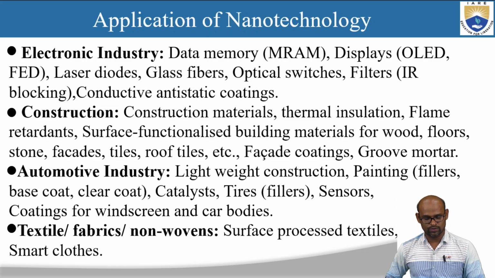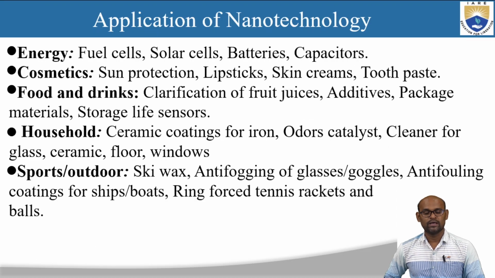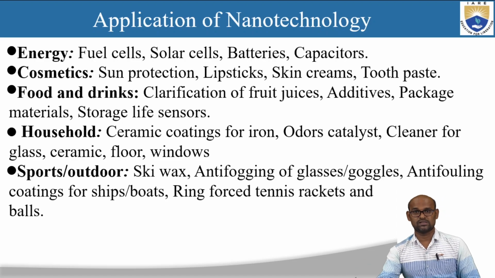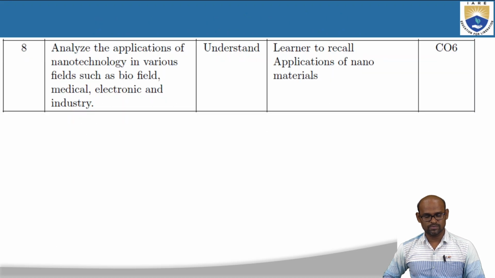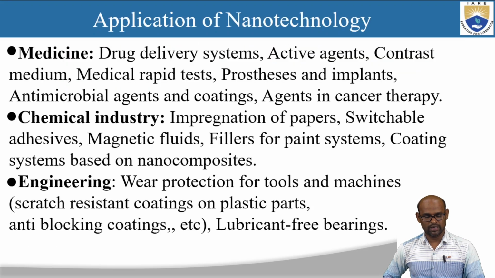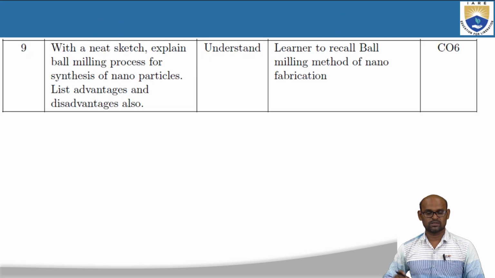Automotive industry, we can use them in automotive industries as catalyst, sensors, textile fabric, nano ovens, surface process textiles, smart clothes, energy as fuel cell, solar cell batteries, capacitors. We can use nanomaterials in energy, also in cosmetics, food and drinks, household, sports and outdoors. So there are many applications as mentioned: bio, medical, electronic, and industry. Okay, so that is what we have discussed.